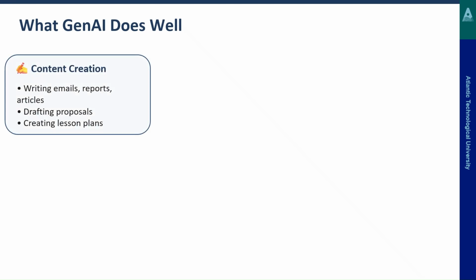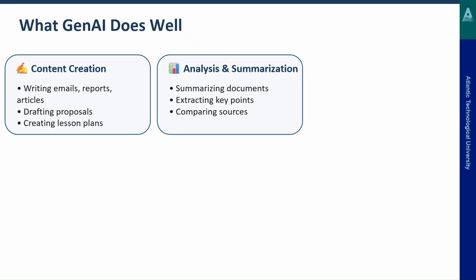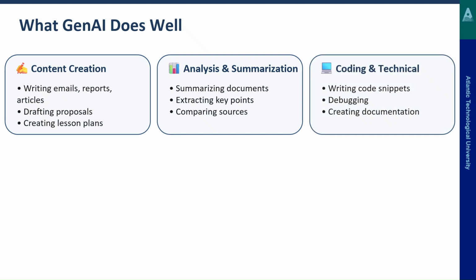So what does generative AI do well? Well, as we've seen, content creation is a really good one: drafting proposals, writing emails, reports, articles, whatever it may be. It's very, very good at creating brand new content. Analysis and summarization, it's also quite excellent at. They can summarize documents, extract key points and compare sources, so they can do all kinds of analysis.